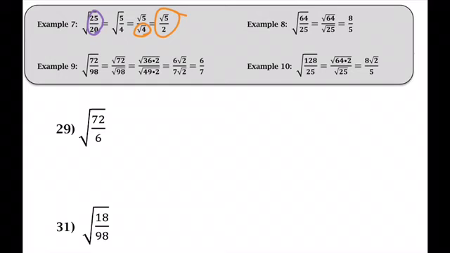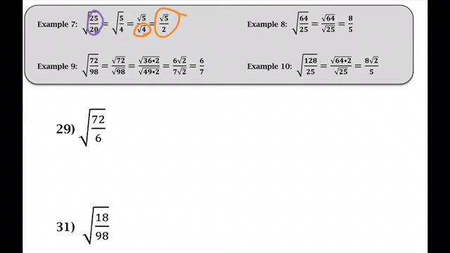Example 8, I've got square root of 64 divided by 25. So 64 and 25, I recognize both of those as square numbers. One of the reasons I have you memorize all the square numbers is that it helps a lot in speeding things up because you recognize that's a square number. Square root of 64, I'm going to write that on the top, and then square root of 25, I write that on the bottom. And so now, since they're both square numbers, it's just 8 over 5.